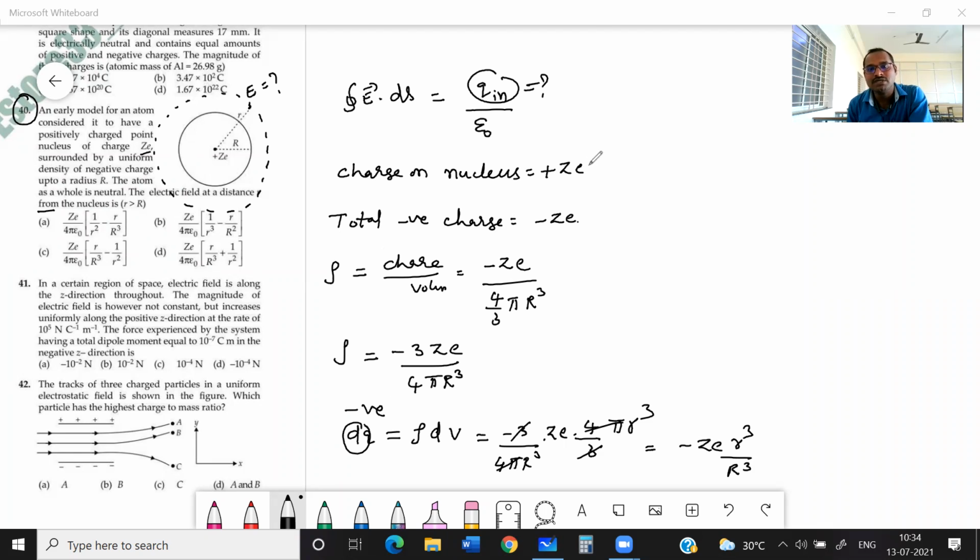And however, it includes positive charge also. So total charge enclosed within the Gaussian surface is equal to charge on the nucleus plus charge within this Gaussian surface due to electrons.